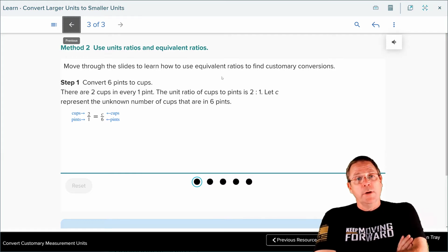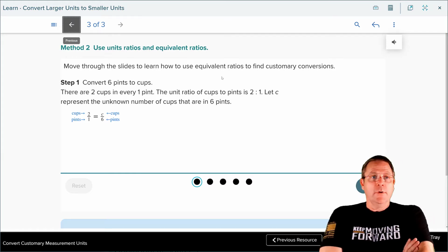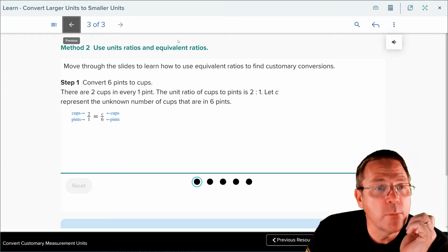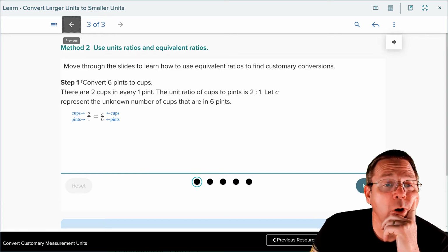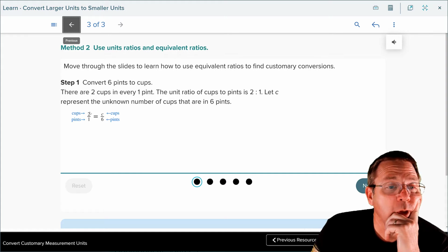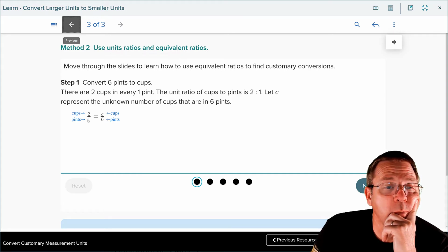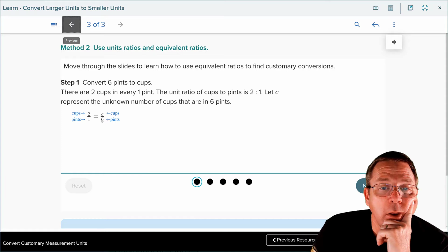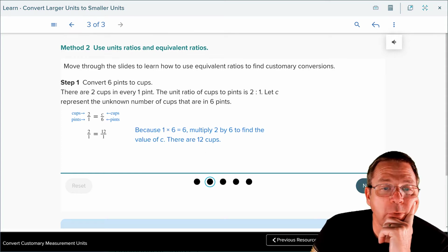This time we're going to use ratios and equivalent ratios. And we're going to move through the slides again to learn how to do this. Now, first thing we know is that step 1, we want to convert our 6 pints to cups. And you can see down here, 2 cups is equal to 1 pint. And we need to find out how many cups, therefore, will equal 6 pints. To do that, let's see what they say to do.